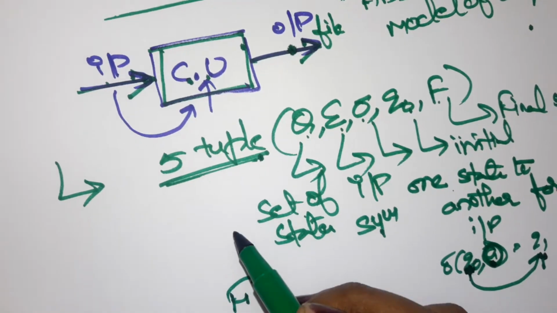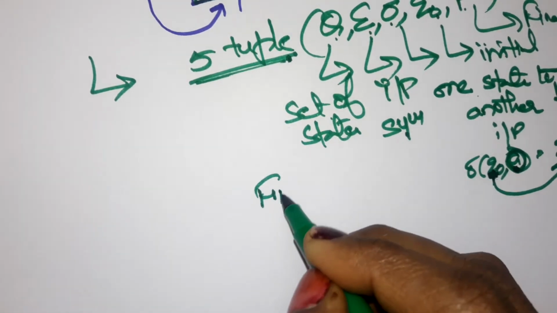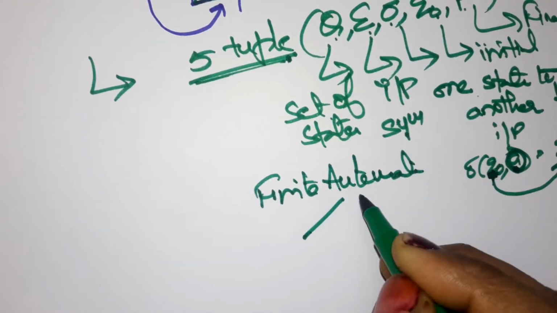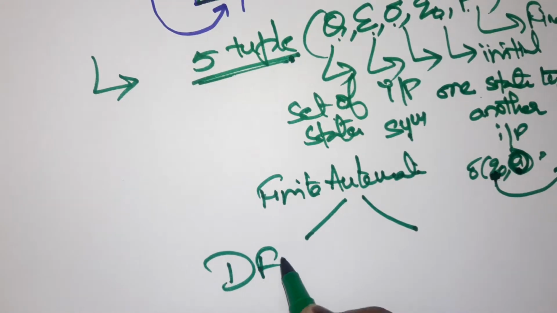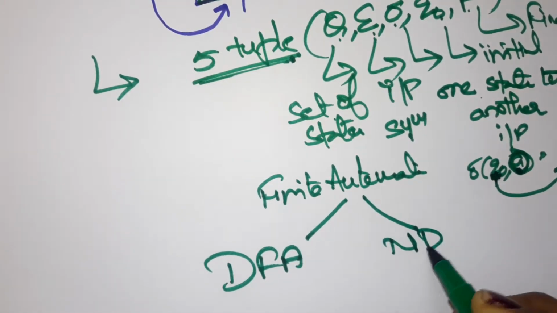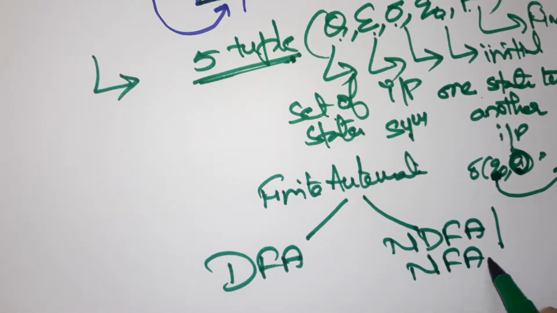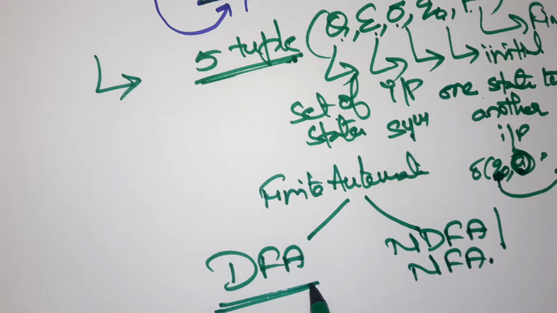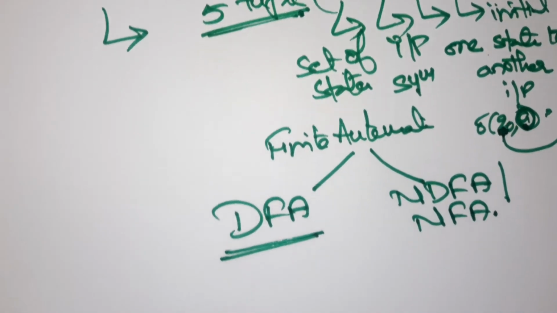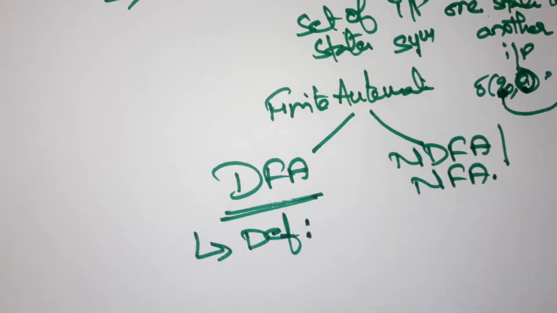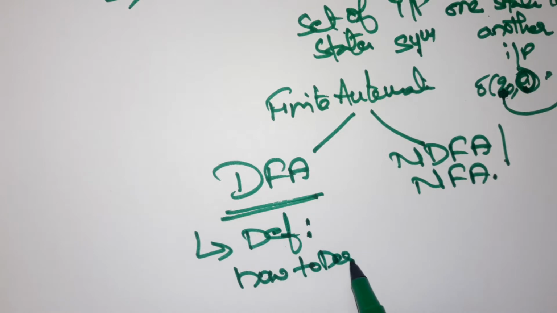Finite automata is classified into two types: deterministic finite automata, and non-deterministic finite automata, or you can say NFA also. What is a deterministic finite automata and how to design a DFA, we will see now.